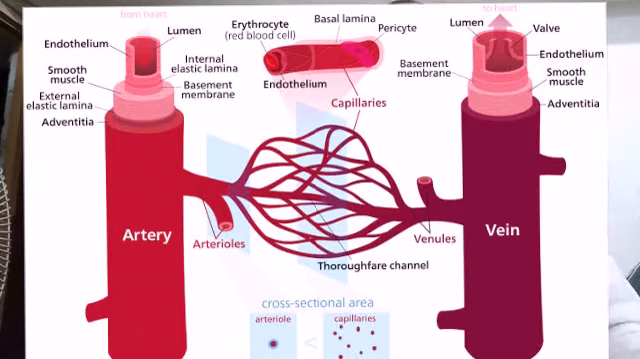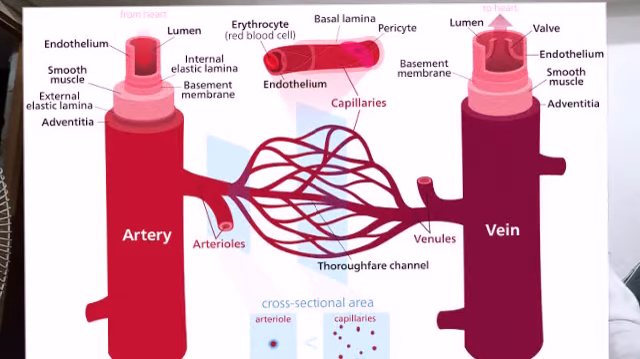If you count the number of pulses for 1 minute, this is called the pulse rate. The number of beats per minute is called the pulse rate. You can compare your pulse rate with your friend or with your family members. And remember class, in normal condition our pulse rate is 72 to 80 beats per minute.